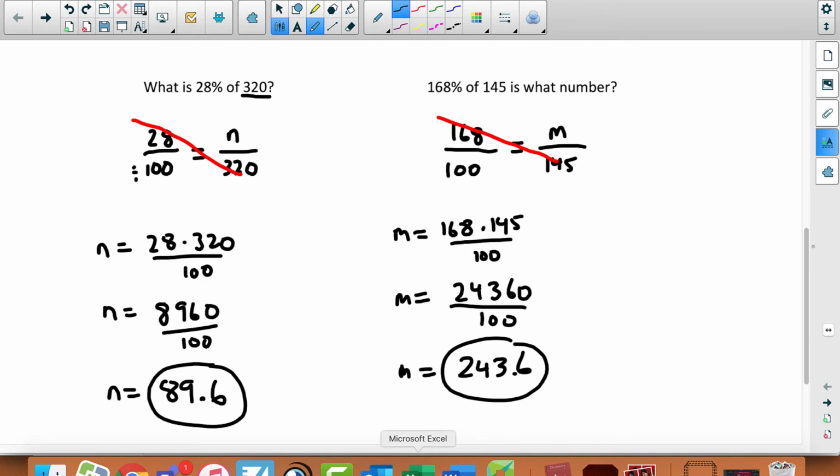Now, at this stage, some people might be saying, what's with this method, Mr. Welch? I know how to do this. All I have to do is make this 0.28 and times by 320. That's fine. If you know how to do that, great.